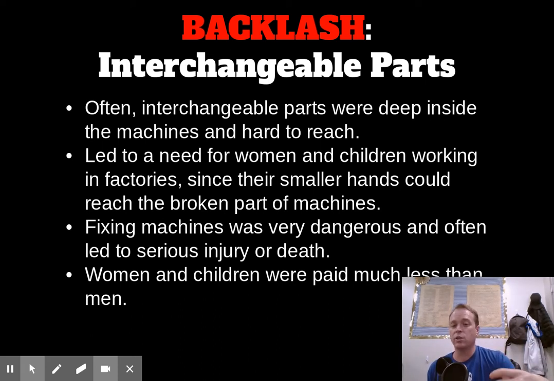And this is really dangerous. A lot of the machines aren't really turned off. It's a lot easier for the factories to replace a person than it is for them to replace a machine. And so we're going to see a lot of people end up getting hurt because of these machines, where they'll lose an arm, they'll lose a hand. And so this is one of those negative parts of having these large factories, and especially since they're staffed mostly by women and children.